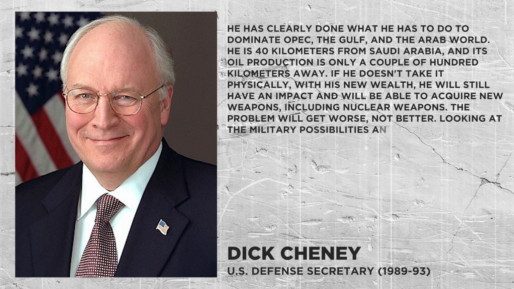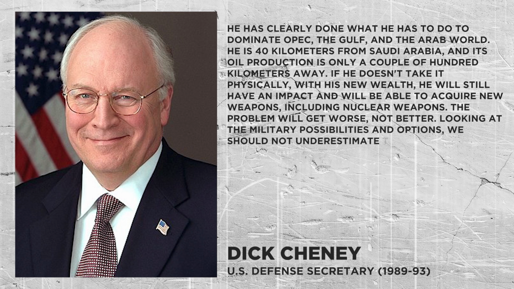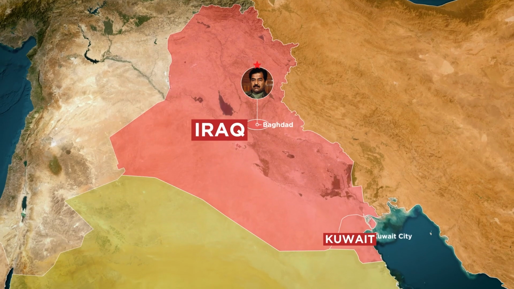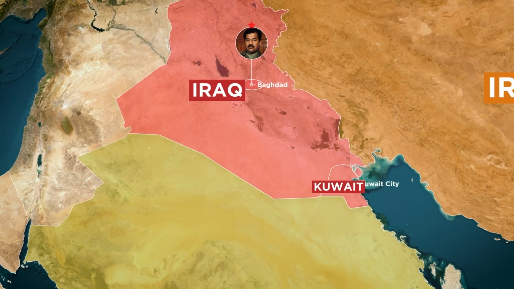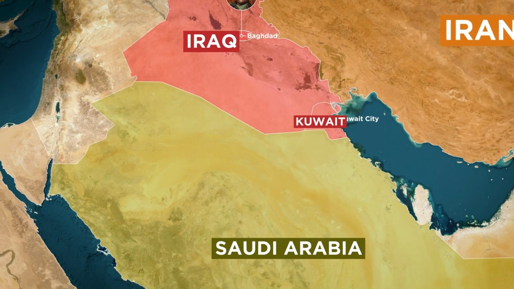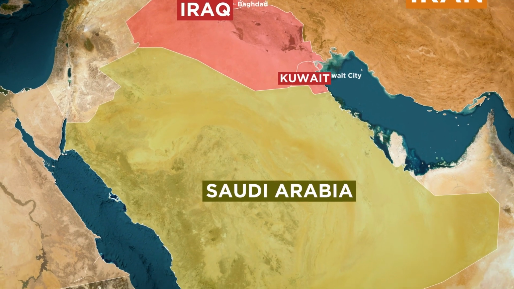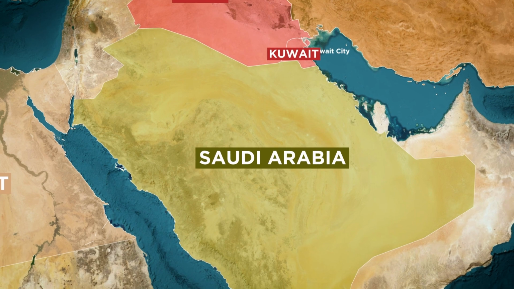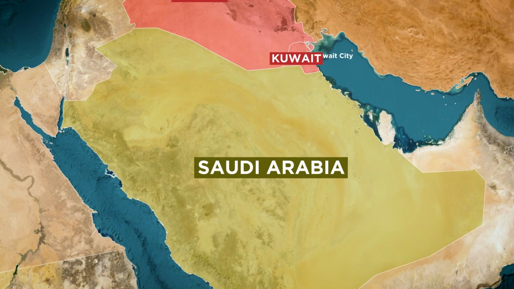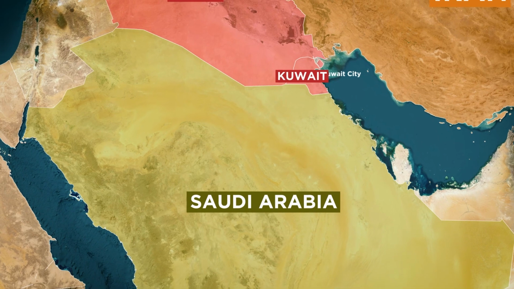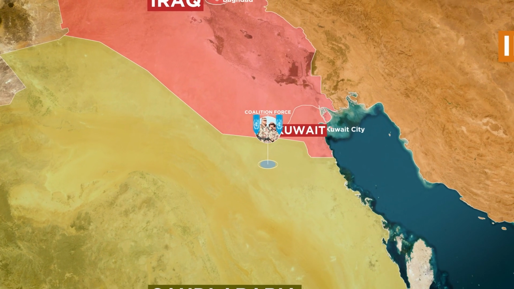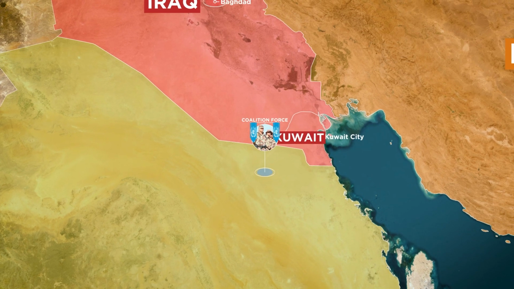Looking at the military possibilities and options, we should not underestimate the U.S. military forces we would need to be prepared for a major conflict. Americans realized that if a military operation against Iraq was to be organized, it would be almost impossible without full cooperation from Saudi Arabia, whose land would need to serve as a major launching pad. After a round of negotiations, Bush publicly announced that the decision to defend Saudi Arabia was made, thus beginning the transfer of United States personnel to its territory.